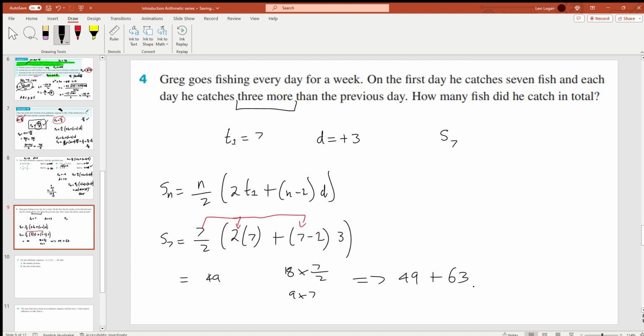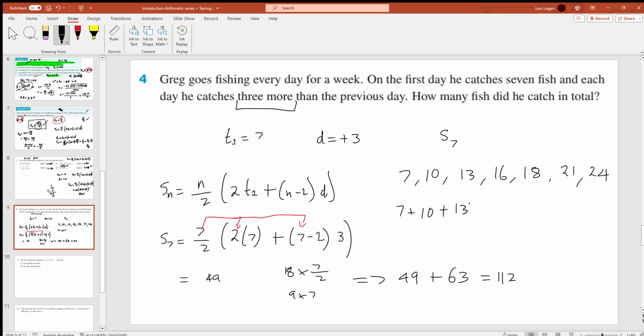So in total, he caught, wow, that is a lot of fish. I wonder if we did our math right. 112 fish. Let's think about it. Okay, so 7, 10, 13, 16, 18, so that's 5, plus another 3, 21, plus another 3, 24, 1, 2, 3, 4, 5, 6, 7. Okay, I don't know. Does that equal 112?